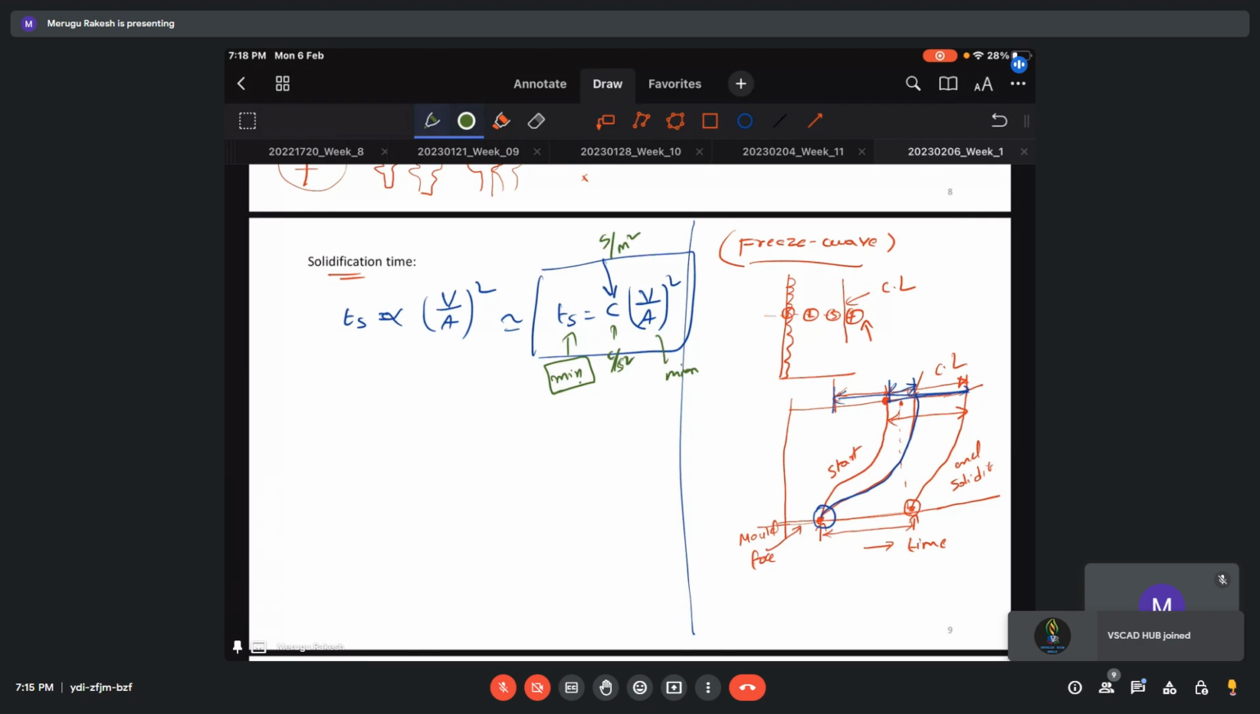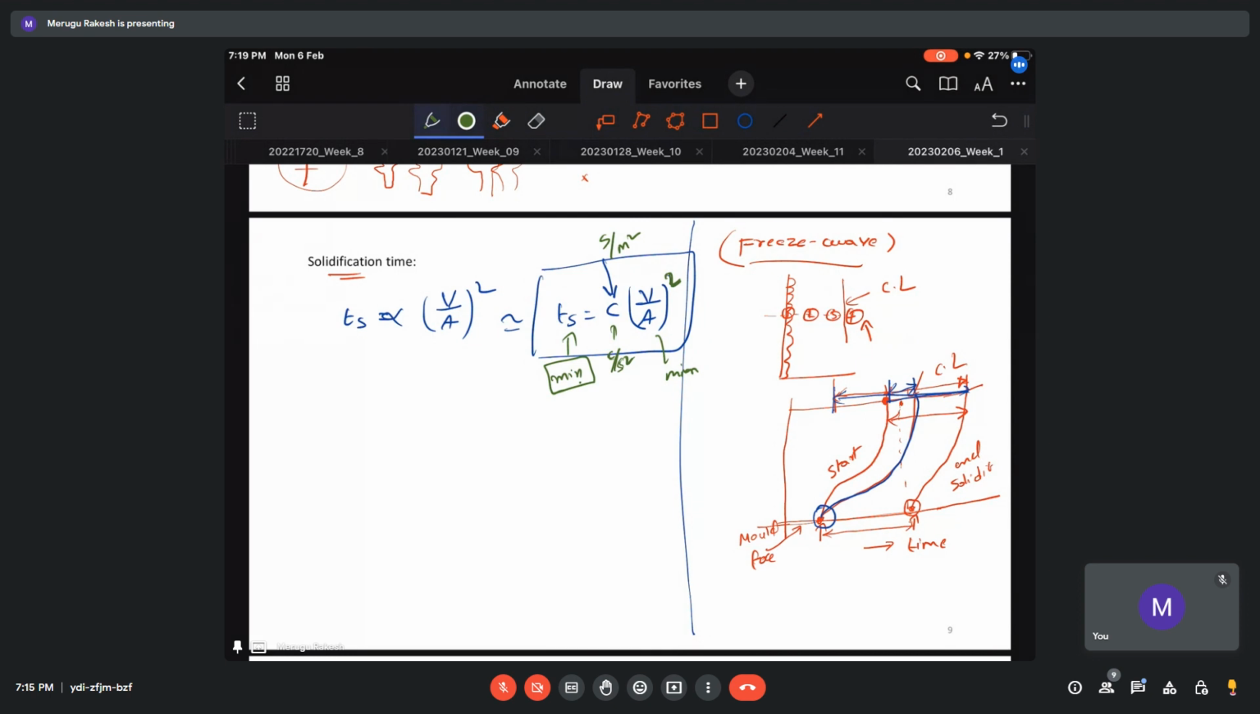And if you look a little more, this C value depends on several things. One is the sand properties, the mold material that I'm using, and the pouring temperature as well. And this exponent can be any value; 2 is for metals. Okay, those are the topics that were covered in this entire week, this week one especially.